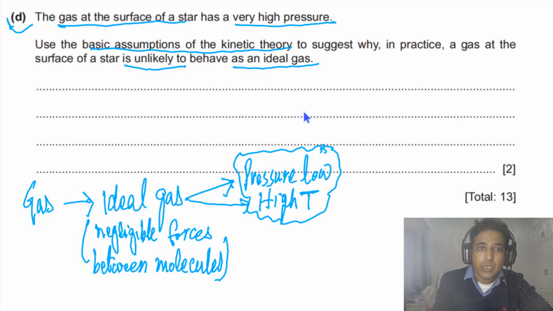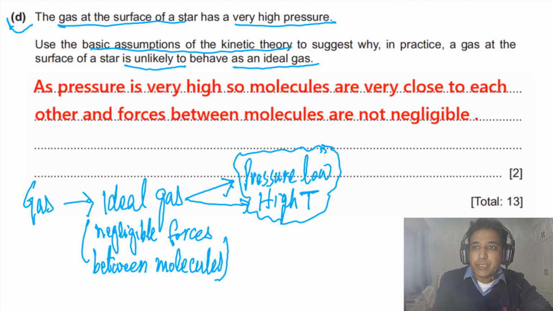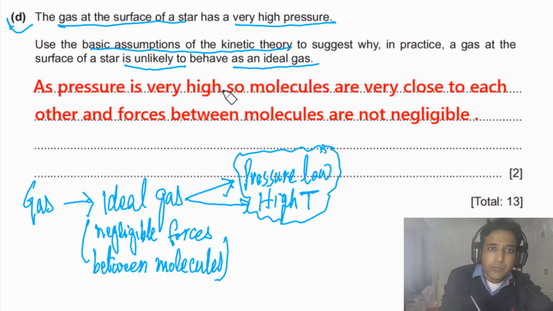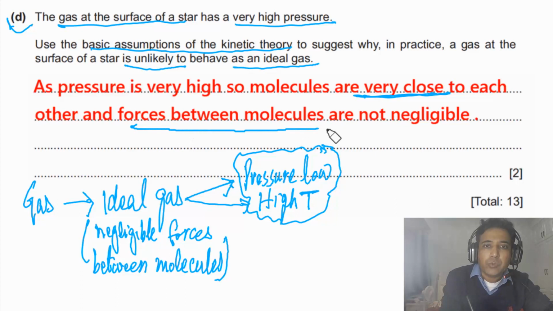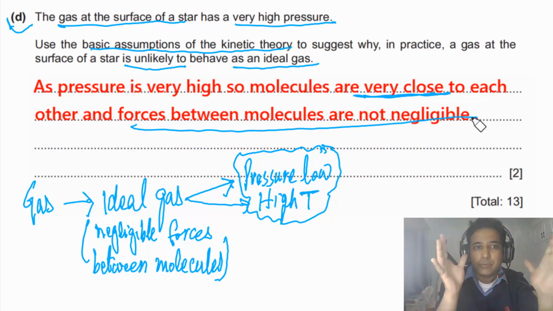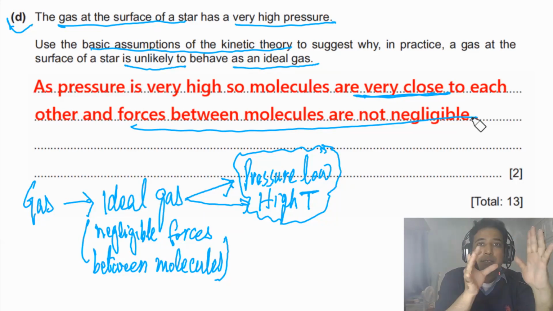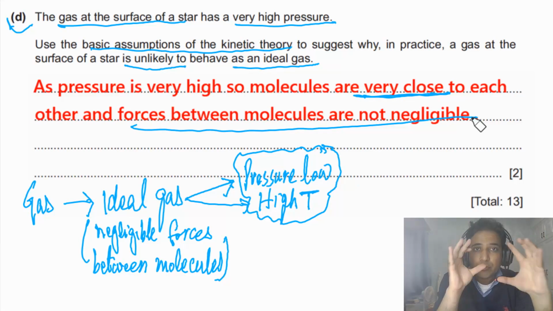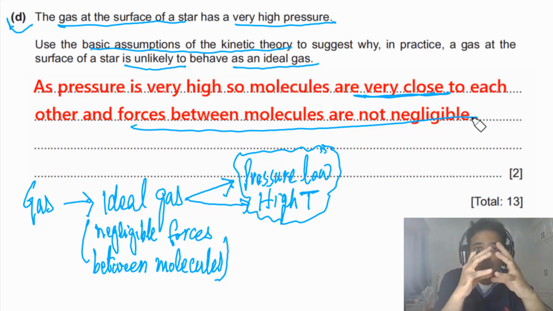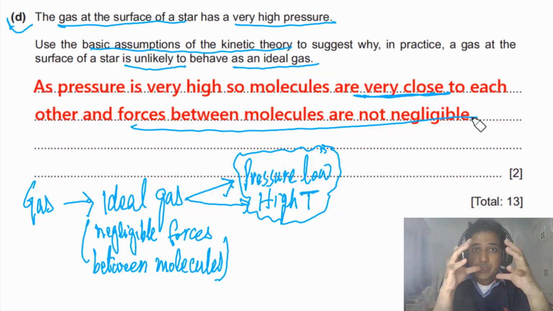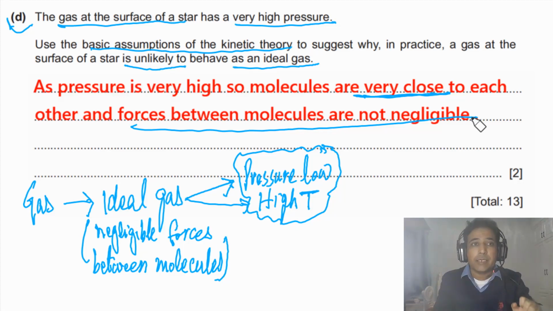Now let me show you how to write down the answer. In answer, you can just mention this point. You can say as pressure is very high, molecules are very close to each other, so forces between molecules are not negligible. Because this is condition for an ideal gas. If we treat any gas as an ideal gas, we assume that forces between molecules are negligible, and that is only possible if molecules are away from each other, meaning the pressure is low and temperature is high. So these are the things you need to understand for ideal gases and also for this question.